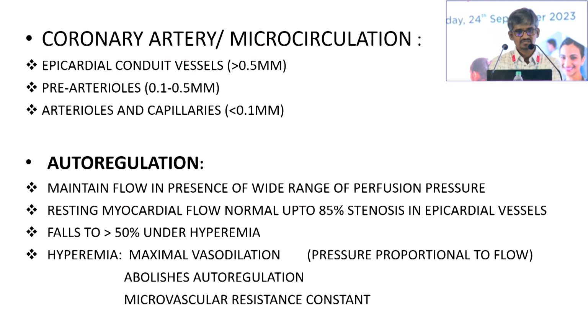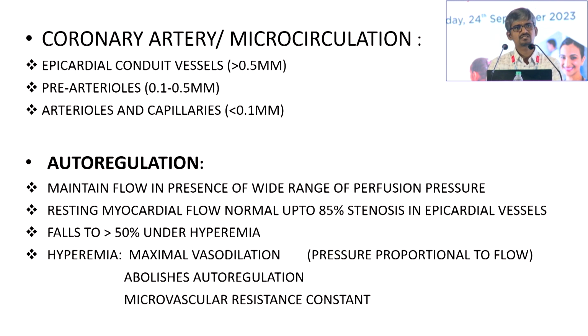The coronary anatomy consists of epicardial conduit vessels, which are more than 0.5 millimeter vessels, and the pre-arterioles, arterioles and the capillaries, which are called the microcirculation. That is more important in maintaining the autoregulation. What does autoregulation mean? Whatever the stenosis, with a wide range of perfusion pressures, the autoregulation helps to maintain the coronary flow in spite of wide range of perfusion pressures in the coronaries and blood pressures.